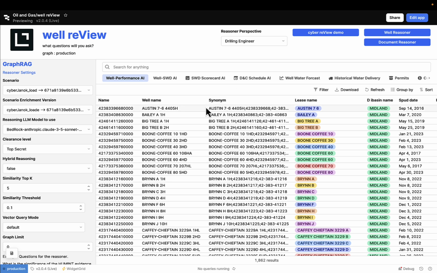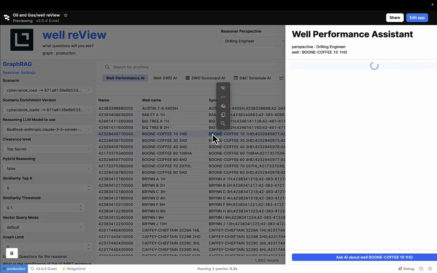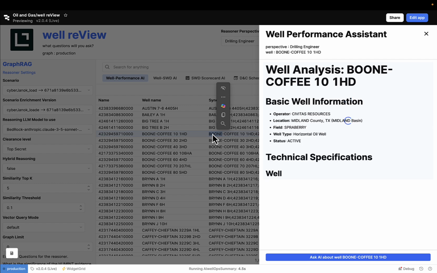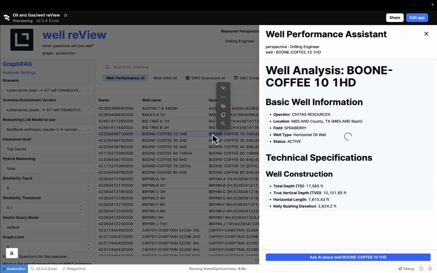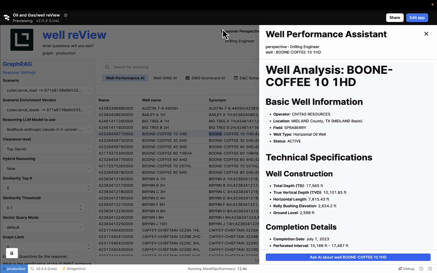The first thing about the well review application: you'll see the first four tabs have the suffix AI on the end. What that means is every one of these tabs, no matter what line you're looking at, you can double click on it and it'll take that piece of information and summarize it for you. But it's going to summarize it from a particular perspective. Right now I've got it summarizing from a drilling engineering perspective, and you can see on that main screen I've got this reasoner perspective. If you change that to a different perspective, it's going to change how it's summarizing the well.